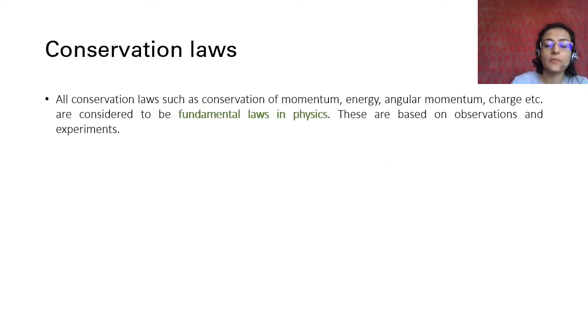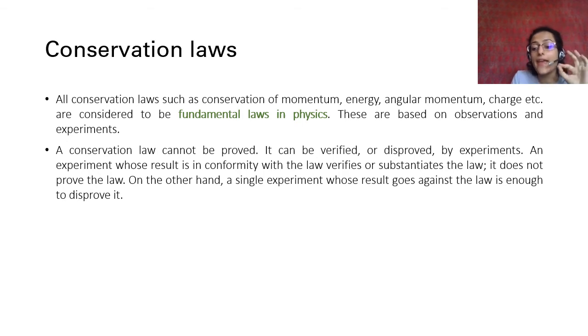So you have to remember something about the conservation laws. They are supposed to be fundamental laws in physics. Law of conservation of momentum, law of conservation of energy, law of conservation of angular momentum, law of conservation of charge. These are all laws of conservation, right? And these are fundamental laws. They are based on observations and experiments. They cannot be proved. You cannot give a proof that this proves it.